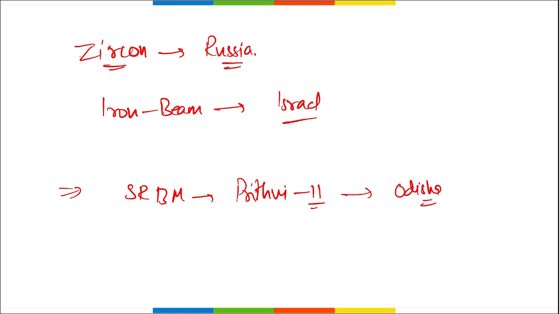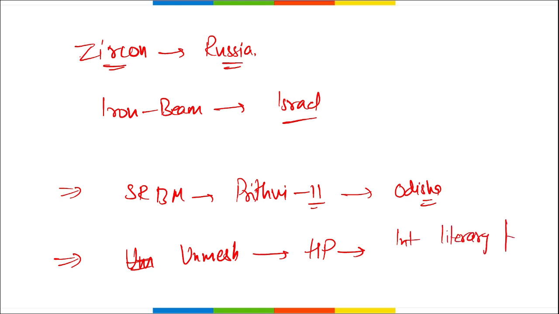Alright, then if I ask you, tell me, recently a festival was celebrated by the name Unmesh. This festival Unmesh, what is it and where was this celebrated? This was celebrated in Himachal Pradesh, and this Unmesh is basically your international literary festival. This is your international literary festival that you have to remember. Alright, Unmesh, by the name Unmesh. And where was this celebrated? In Himachal Pradesh, and it was a 3-day long festival that was celebrated in Himachal Pradesh by the name Unmesh.